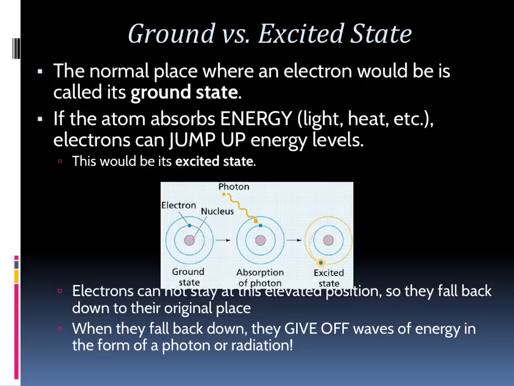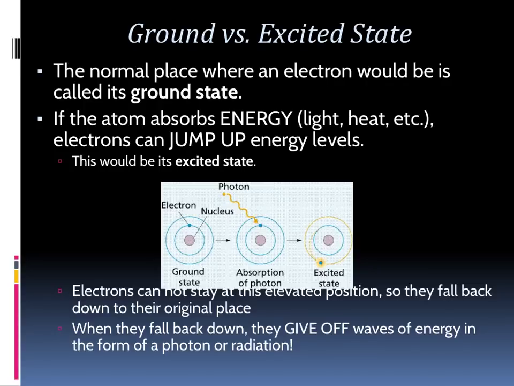The normal traditional location where the electron is, if it is not struck with electricity or energy or light or heat, is going to be referred to as its ground state. If it absorbs energy and moves to an energy level that's higher than the current level it's at, it will jump up to another energy level. That is referred to as its excited state.